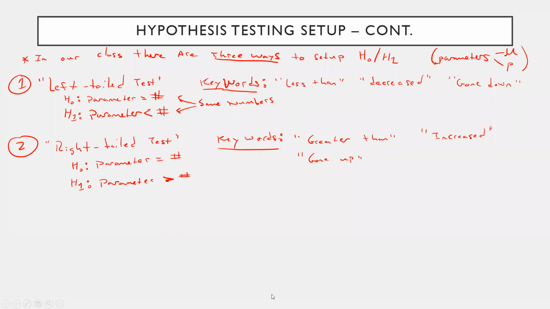So then the final test that you'll have to pick from is what's called a two-tailed test.